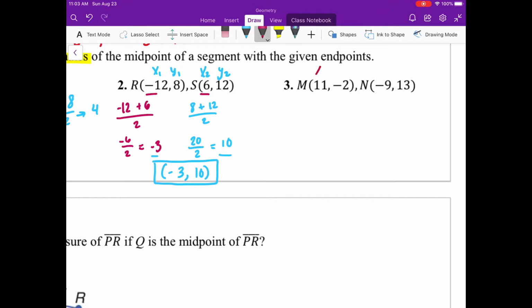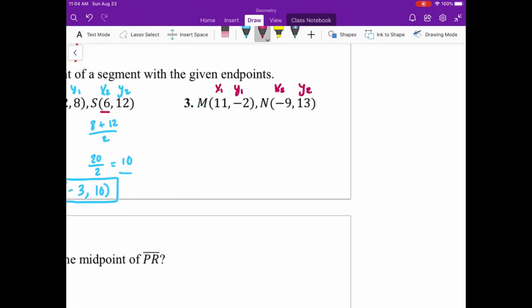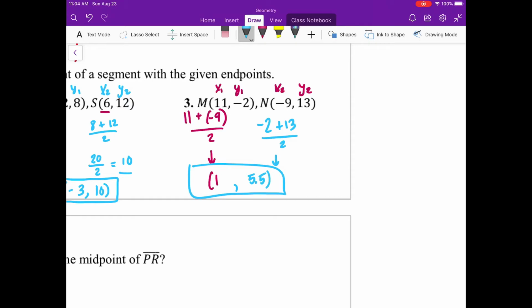So I'm going to label number 3 for you, and I want you guys to try this. So pause the video, try it out, and then we will go over the answer. Okay, let's go over number 3. So we should have 11 plus -9 divided by 2, and that should have given you 1. For your y's, -2 plus 13 divided by 2, and that gives us 5.5. So our final answer is 1, 5.5.